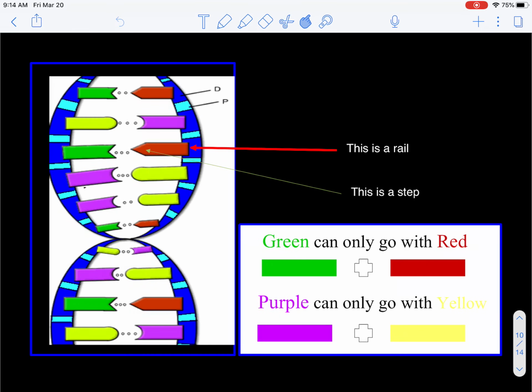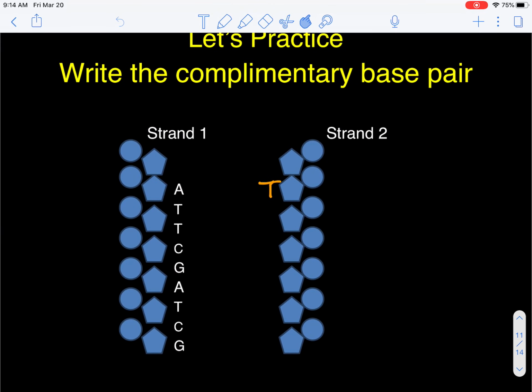This is just another diagram showing you that green is only going to go with red, purple is only going to go with yellow, meaning that A is always going to go with T and G is always going to go with C. So let's practice here.